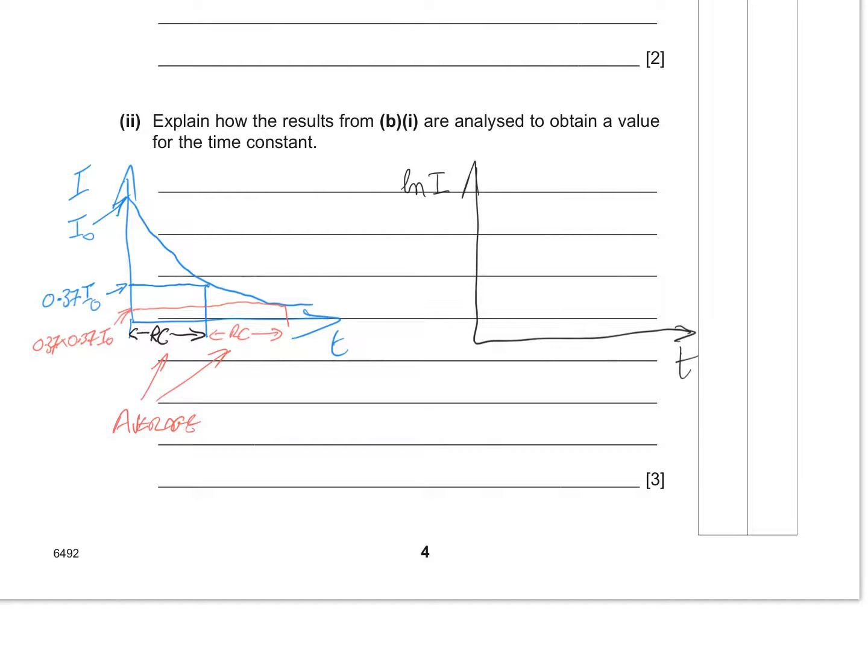The other one is to take log of I, and you'll get a straight line graph when you plot it against time. You'll get a straight line, and the gradient of that will be minus 1 over the time constant. So that's the other way that you can use that data. So either a direct measurement like this, or a log graph like this. And that's that.